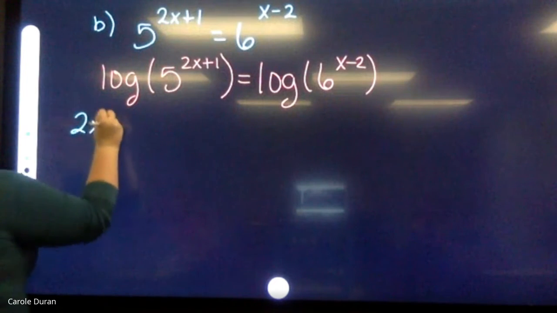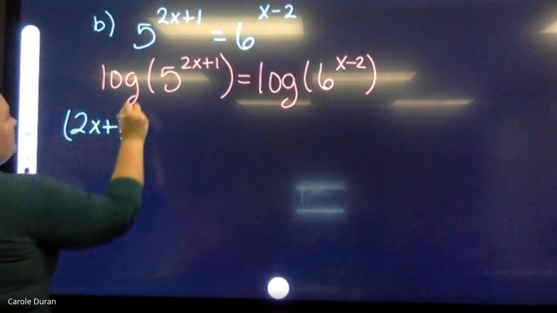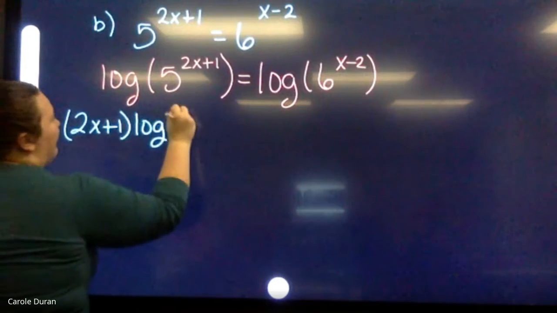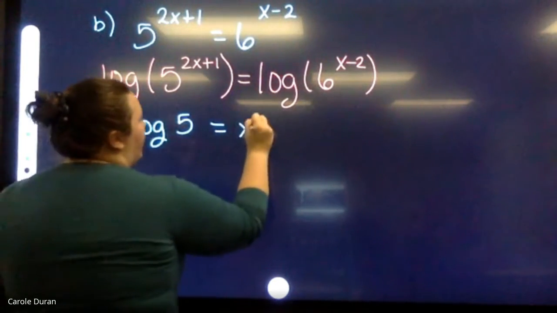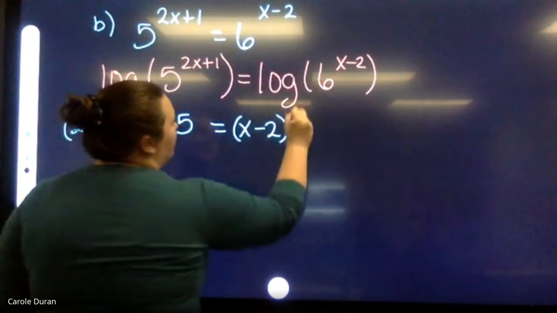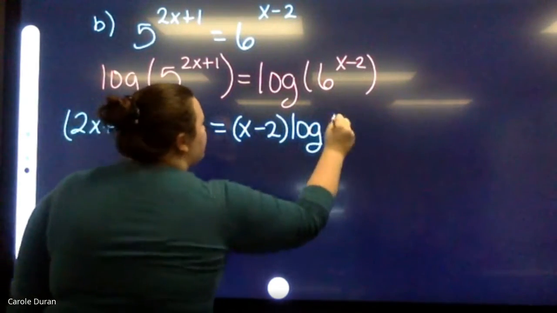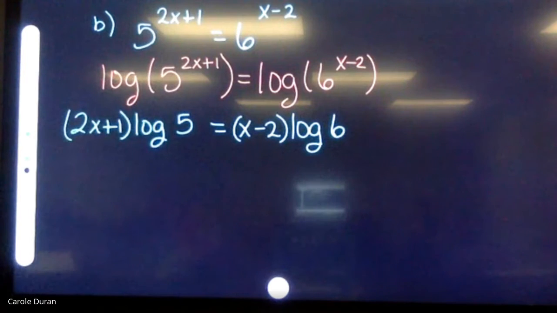So when I do, I get my exponent 2x plus 1 times my log of 5 equals, I do the same thing on the right-hand side, so x minus 2 times my log of 6. So I just brought that exponent out front. I have to remember that that is all one quantity, so I need to keep it in parentheses. So we don't just think that we're multiplying the 1 into the log. No, it's the whole thing.